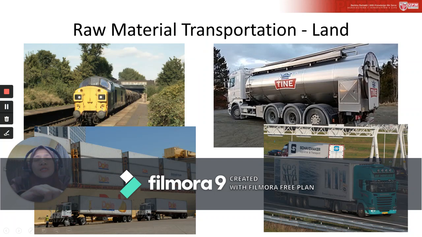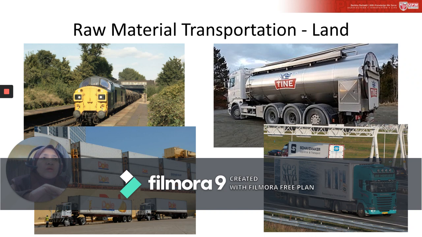Okay, this is an example of transportation. Examples of land transportation. Our raw materials and foods are mainly transported. It can be done by train. It can be done by tanker truck. Tanker trucks are normally used for liquid ingredients.